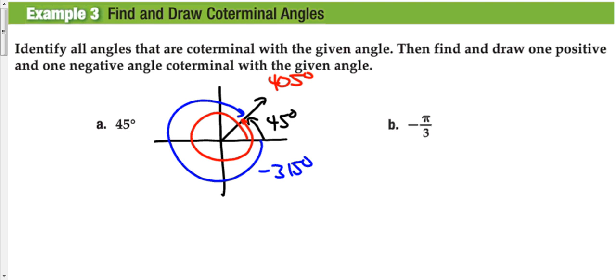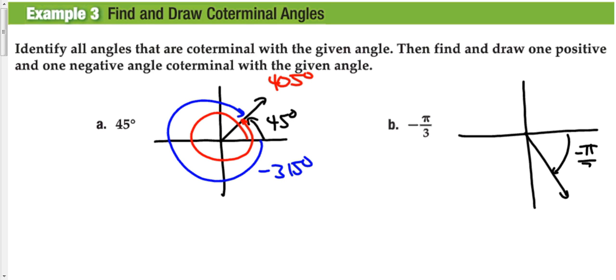The same thing, only with radians: negative pi over 3 is going to be right about there because it's negative 60 degrees. So this is going to be negative pi over 3. A positive coterminal angle would go this way, and it would be 5 pi over 3, which I can get by taking 2 pi and subtracting pi over 3.